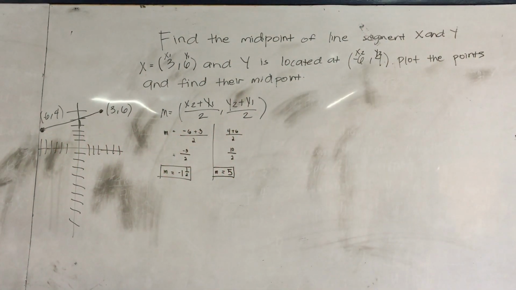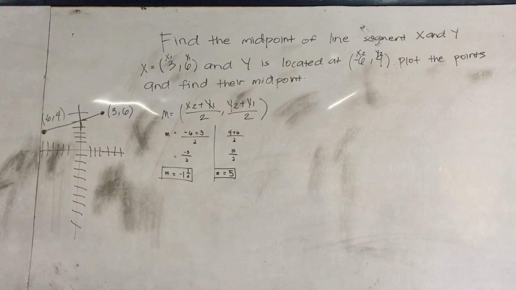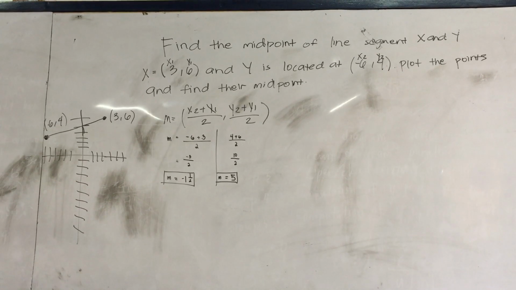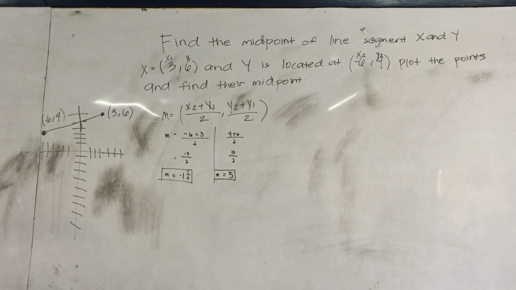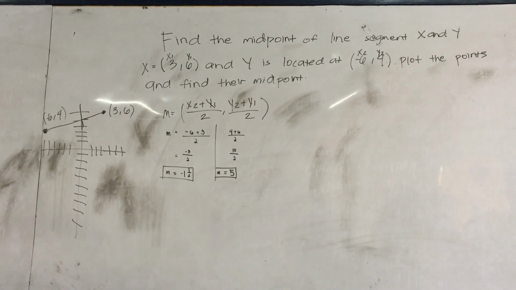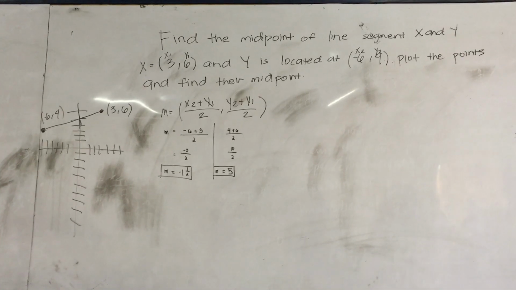The problem we have is find the midpoint of line segment X and Y. X is located at 3, 6 and Y is located at negative 6, 4. Plot the points and find their midpoint. To solve this problem, we need to know the formula first. Our formula is M is equal to x sub 2 plus x sub 1 all over 2, y sub 2 plus y sub 1 all over 2.